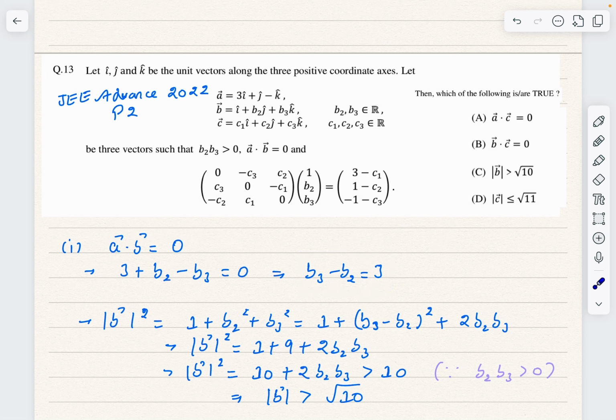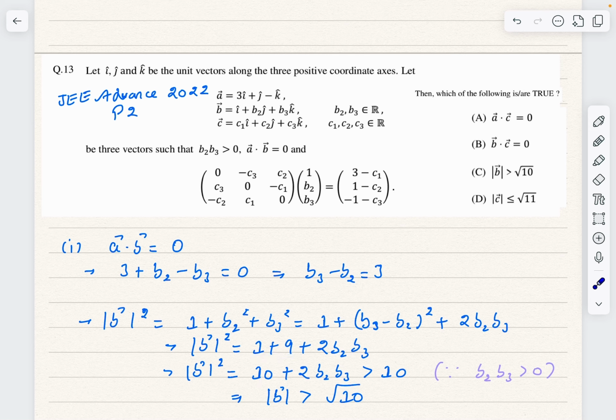Now, mod B square. Mod B square will be 1 plus B2 square plus B3 square. Now B2 square plus B3 square we can write as (B3 minus B2) whole square plus 2 B2 B3, using the identities. B3 minus B2 is 3. So we get 1 plus 3 square, which is 9, plus 2 B2 B3. So 1 plus 9 is 10 plus 2 B2 B3.